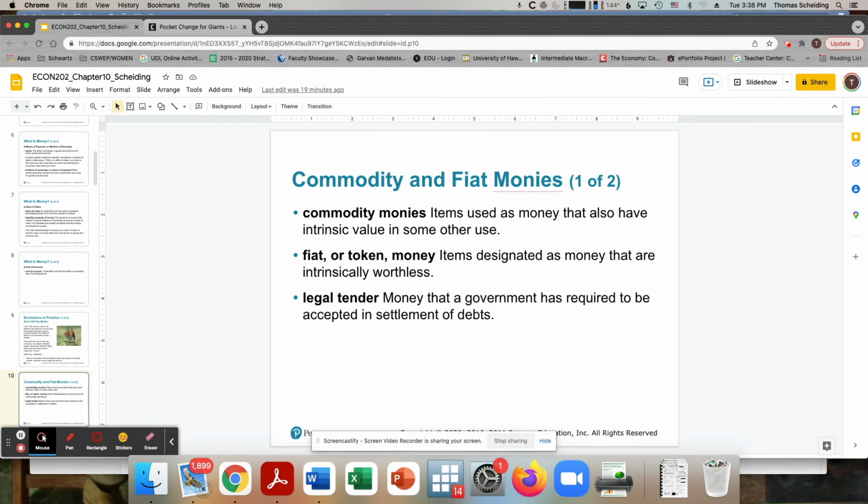Now, there's two kinds of money that exist in the world: commodity monies and fiat monies. And it turns out that commodity monies are incredibly rare. We really don't see a great deal of them. The classic examples are the gold standard and the silver standard, where the silver coin or the gold coin contains the actual element of gold or silver. So it has some intrinsic value.